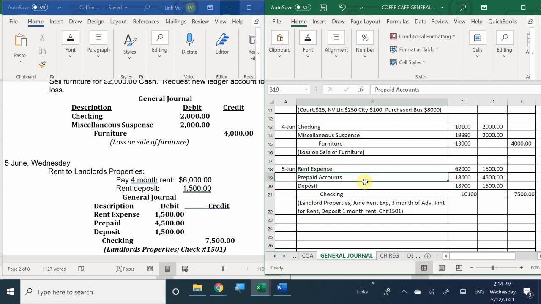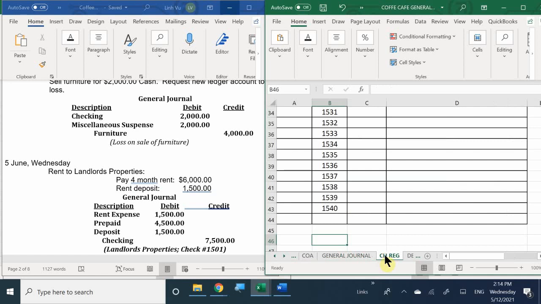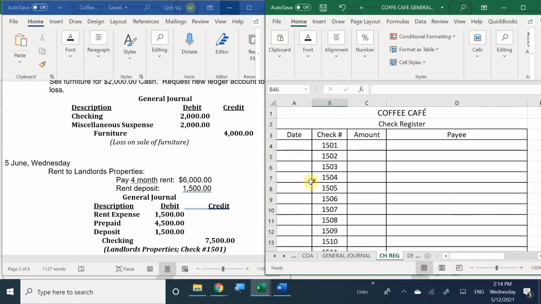So let's go to our check register. If I put in that I made this check number 1501, I can easily go back to my checkbook and look up check number 1501, and it's going to give me all the details saying, well, the amount that I wrote the check out for was 7,500, right? 7,500. And the person that I made the check out to is Landlord Properties.